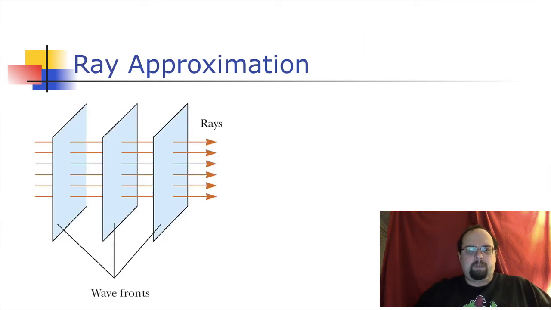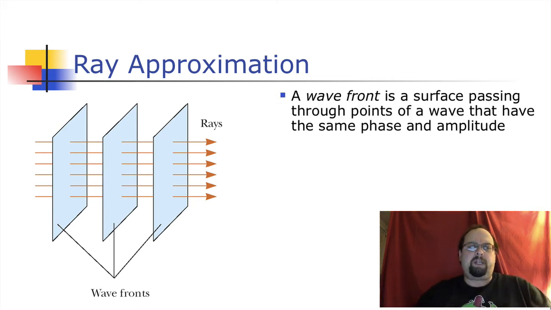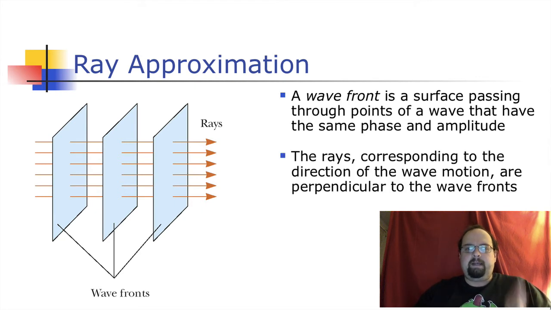So what's really happening is there are wave fronts, but the waves are traveling in such a way that they have a perpendicular orientation in terms of their motion, and so we can pretend that these are coming in as rays. Now, these rays are parallel to each other. That's the important thing. So you have a bunch of wave fronts passing through a point at a certain amplitude. The rays are perpendicular to the wave fronts, but parallel to each other, and that's the important thing.